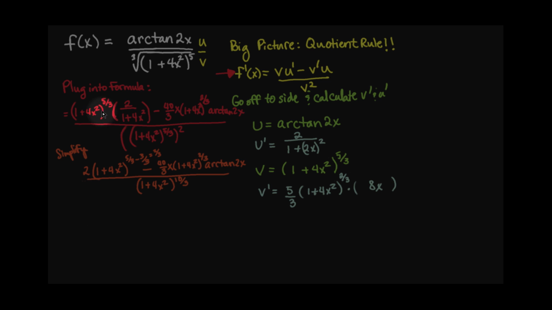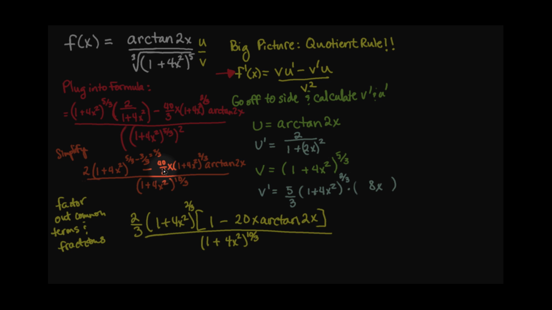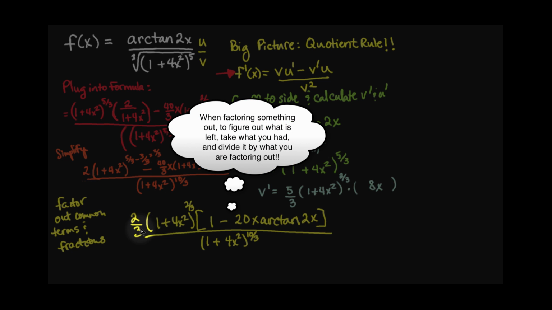Now what you want to do is factor out anything that's common or any fractions. So I see a 1/3 right there. I see 40 and a 2, so I can factor a 2 out of the 2 and the 40, and then that 1/3 out of a complex fraction, meaning a fraction within a fraction. So I factor out the 1/3 as well. And then I see that there's a 1 plus 4x squared to the 2/3 here, and a 1 plus 4x squared to the 2/3 there. That's nice, so I can factor it out.